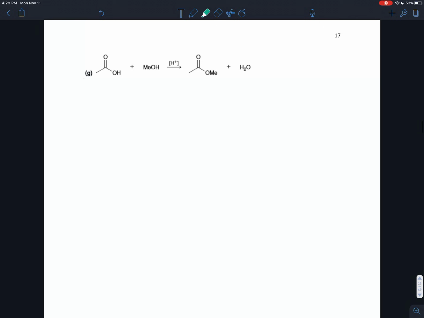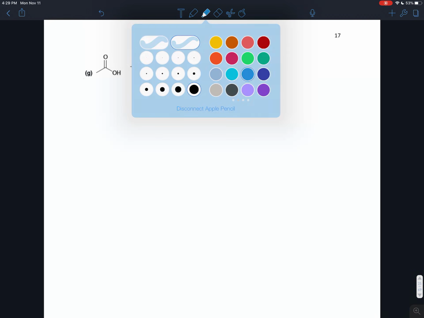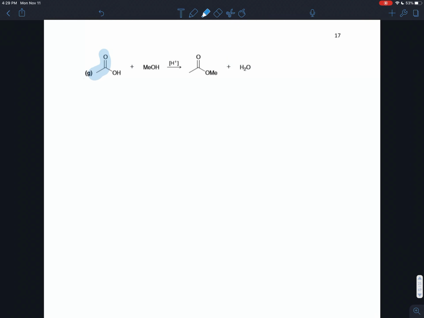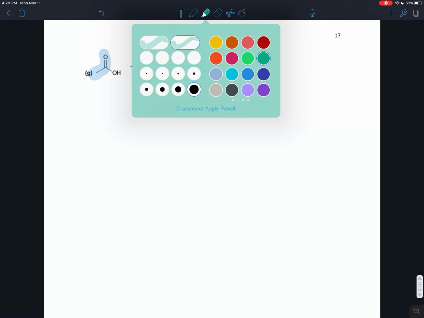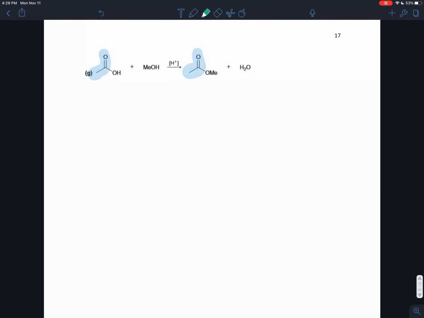Okay, let's try just one more for this exercise. If we look at this molecule on the left, it has a carbonyl and just one carbon next to it, and in the product, that same thing is there. The difference is what else is attached to the carbonyl. In the reactants, it's an OH, and in the products, it's a methoxy group, an OMe. In other words, we're taking a carboxylic acid, we're reacting it with an alcohol, and we're getting an ester.